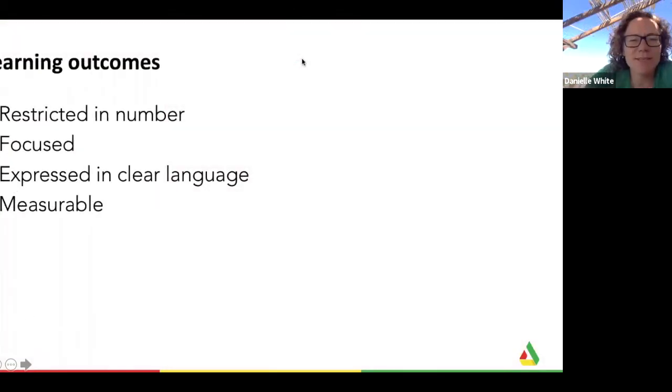So the thing that makes this different from other types of presentations or facilitated learning in higher education is that you're thinking about what the learning outcomes are. So these learning outcomes, it's important that they're restricted in number, that they're focused, that they're expressed in clear language, and that they're measurable. And when we talk about learning outcomes, we're talking about something that we want the people who we're teaching to have achieved by the end of it. So what is it that you want them to walk away with?